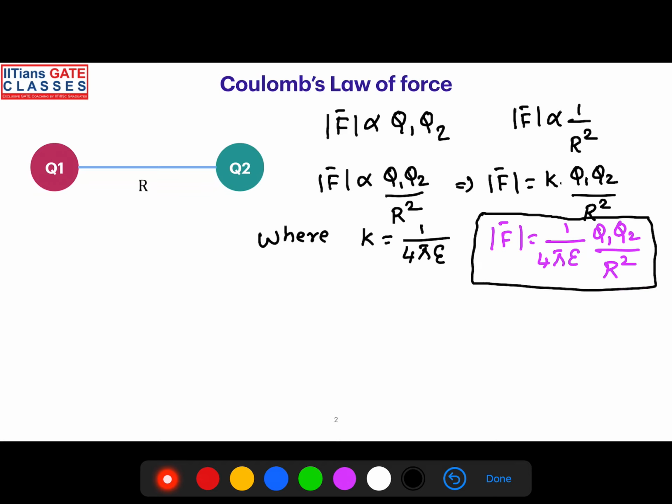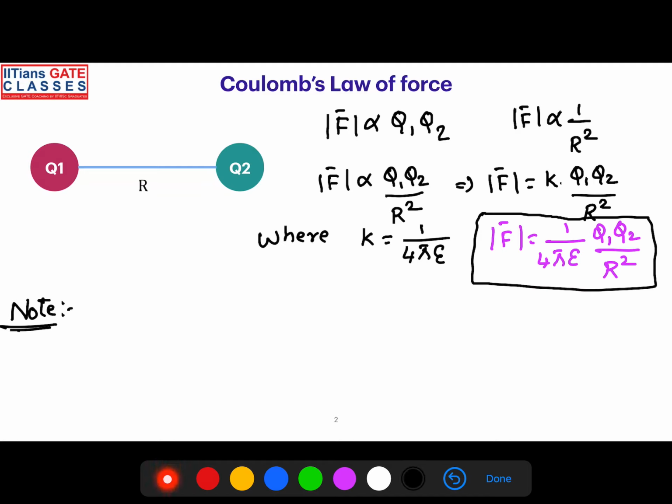In the next part, we will see the direction of the force, whether both are positive charges, or one is positive and one is negative. We will discuss that in the next part. Here everybody has to notice a very important point. This is the definition of Coulomb's law of force we have studied in our textbooks. But in reality, what actually happens?